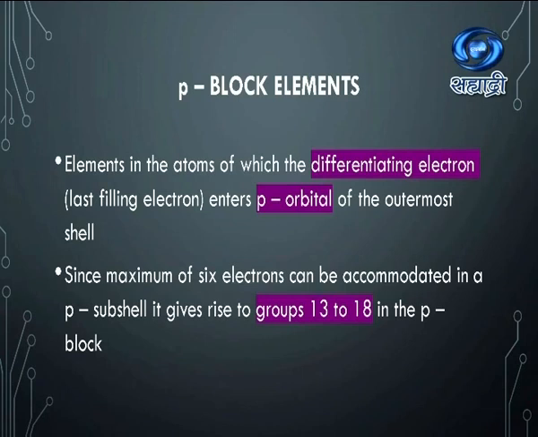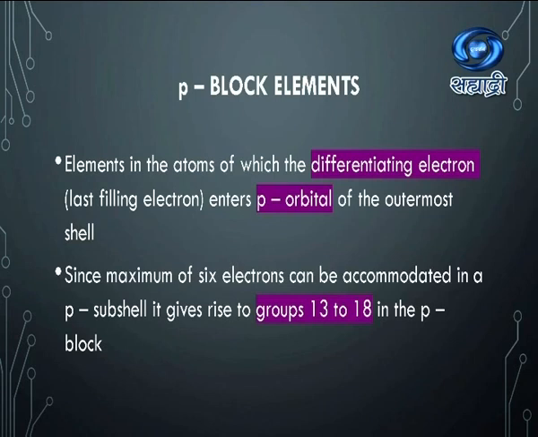P block elements are those in whose atoms the differentiating electron enters p orbitals of the outermost shell. The differentiating electron is the last electron that enters into the atom. When it enters p orbitals of the outermost shell, that element is called a p block element. Since a maximum of 6 electrons can be accommodated in a p subshell, groups 13 to 18 form the p block.